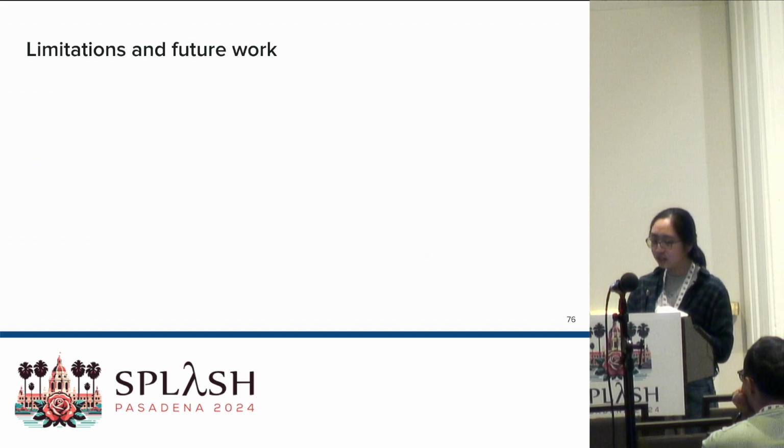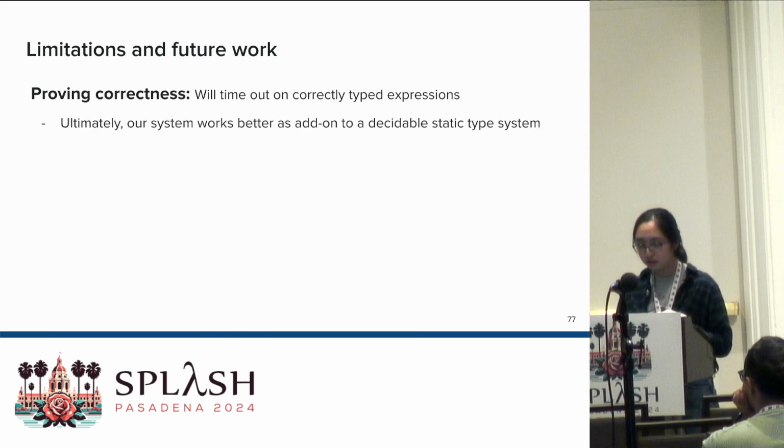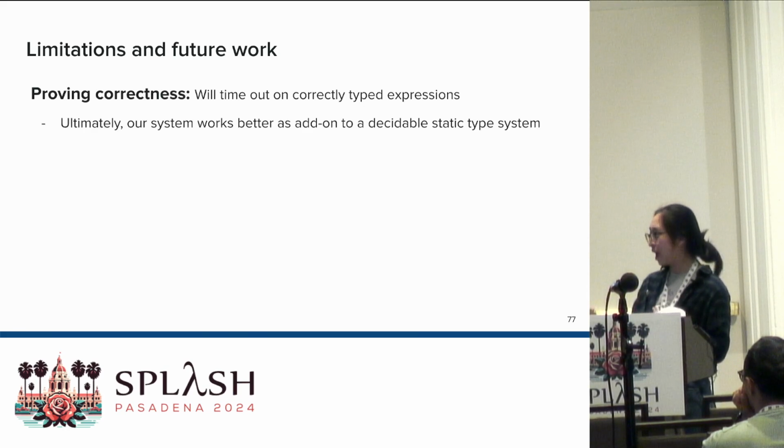Finally, let's talk about some limitations and directions of future work. An issue we're facing is correct types. By virtue of being co-RE, our checker will time out on correctly typed expressions involving recursion. This suggests that our checker will probably work better as an add-on to a traditional type system, which is able to handle most of the simpler type checking.